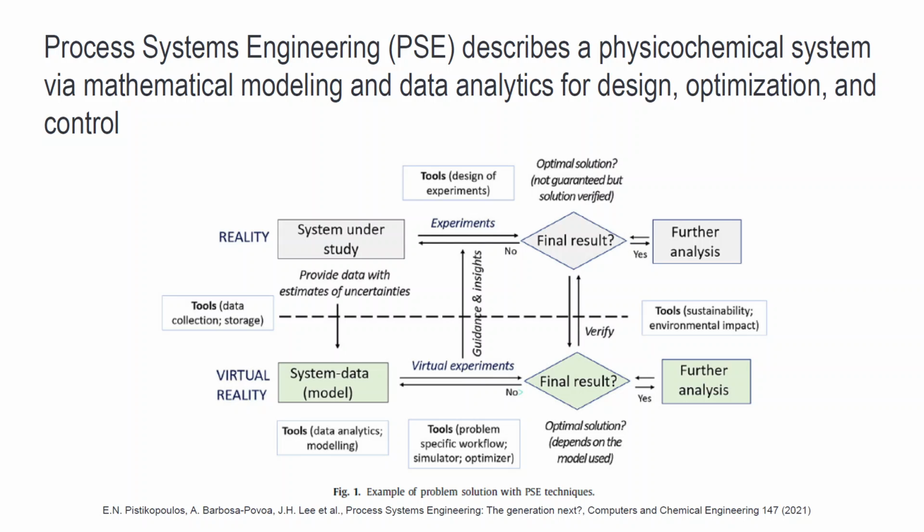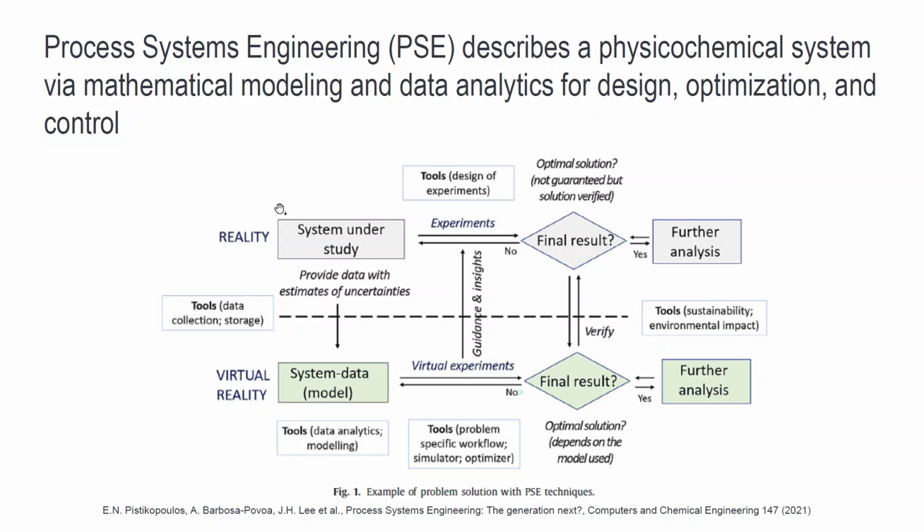Once we get the model, we can do a lot more with it. We can do sensitivity analysis to see which variables are more important or affect the performance greatly. We could also do optimization to maximize profits, minimize cost, or minimize waste. And we could also do control if we make a dynamic model as opposed to a steady state model.